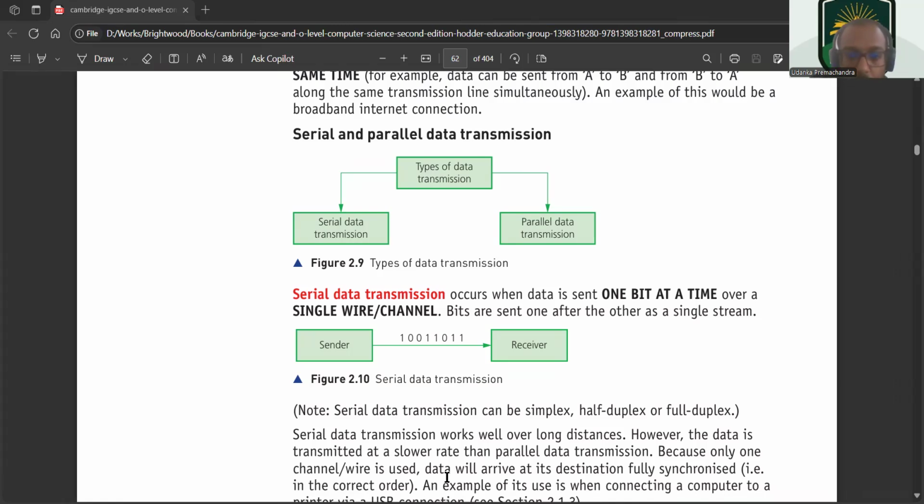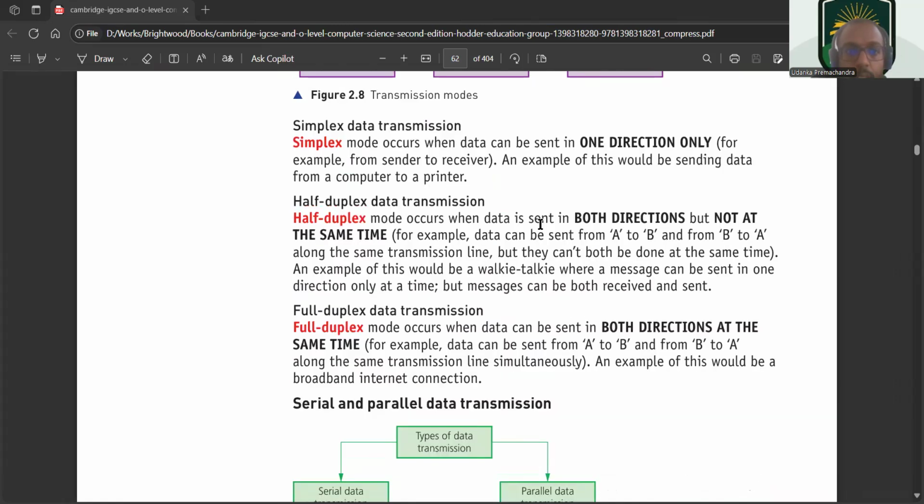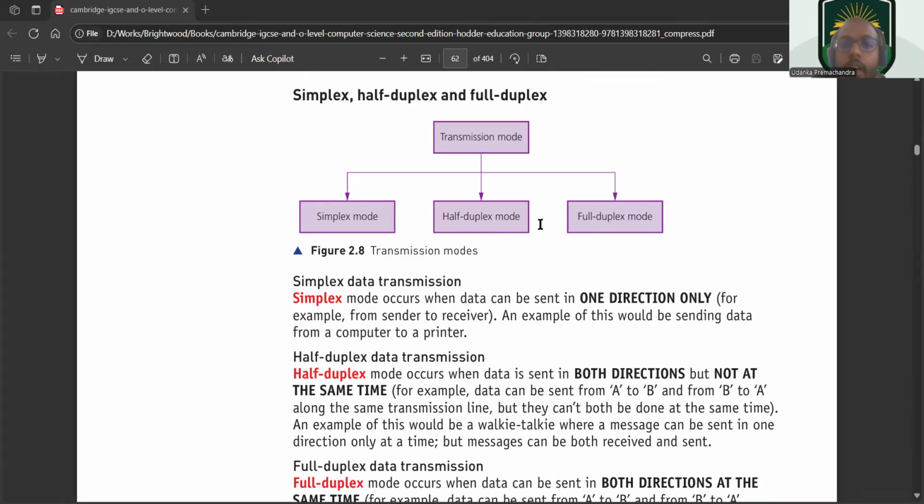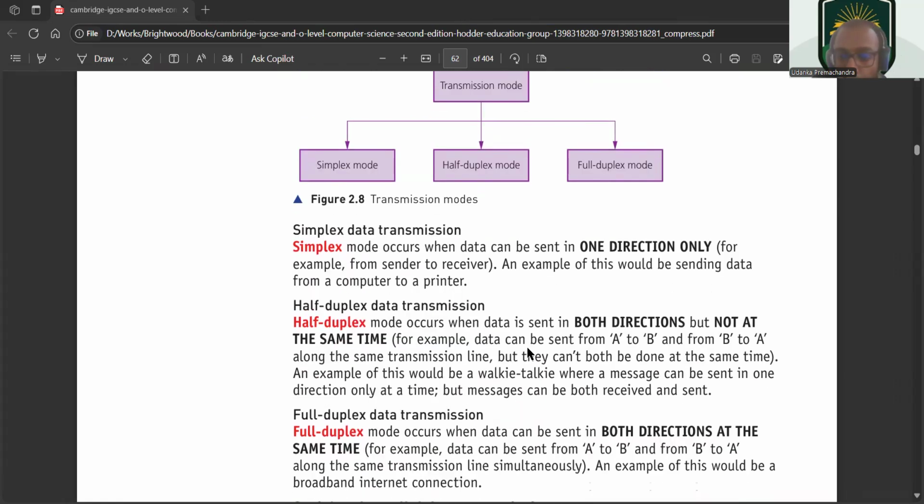Last day we discussed simplex, half duplex, and full duplex transmission. We discussed those three transmission modes. After that, you have to know what the difference is. I think you remember, simplex means it is only one directional, like television, radio, something like that.